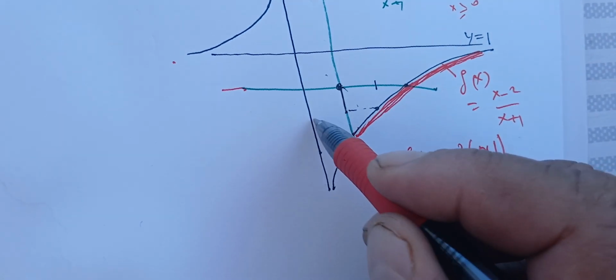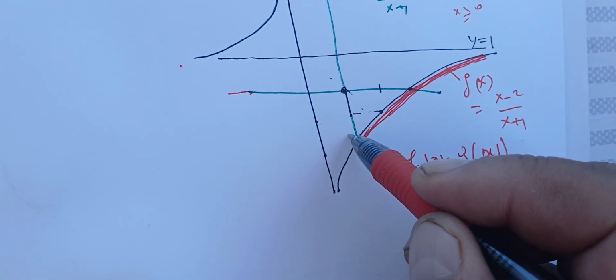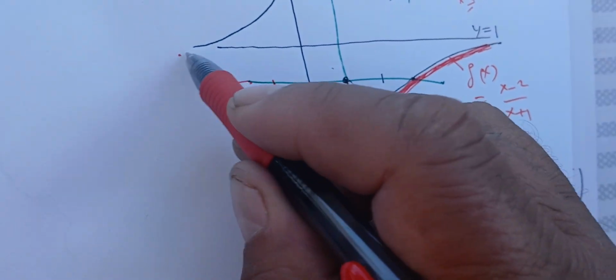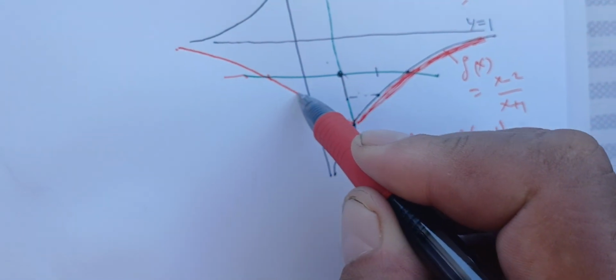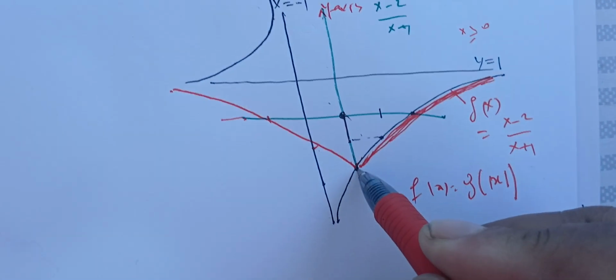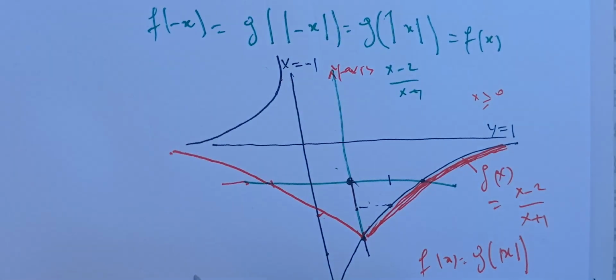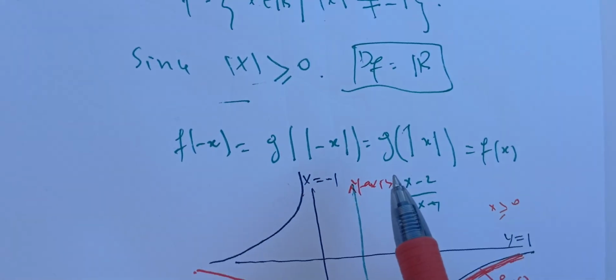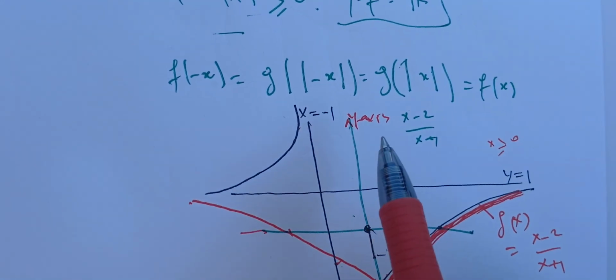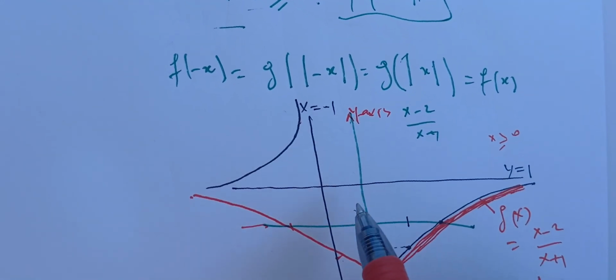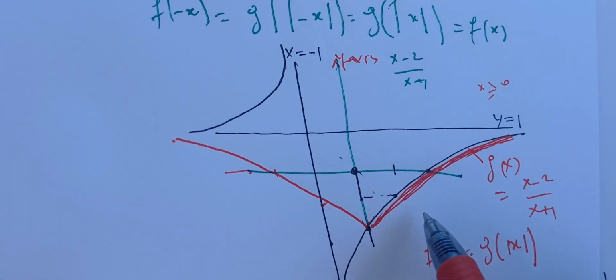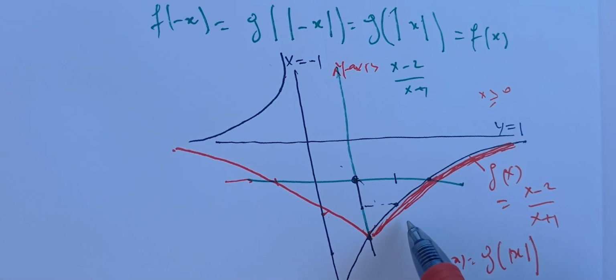Here this is -1, this is -2. So I think it's going to be something like this. So this is my function, f of x, and it's defined everywhere. g of x is defined on R except at -1. So here we see that this function is even.